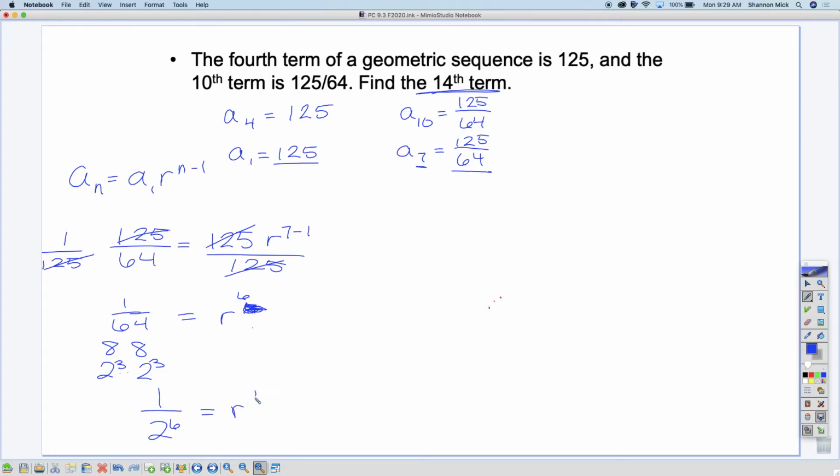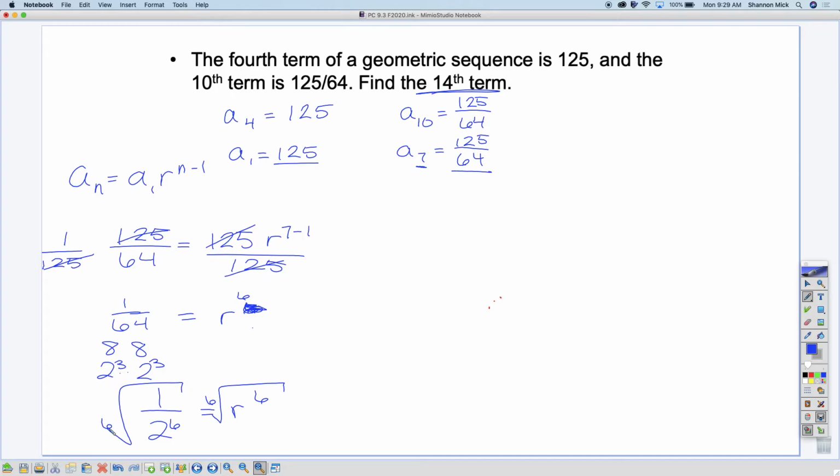Yeah, we were ahead of the game. Yeah, I figured you were. So now I take the what root of both sides? 6th root. How do I know I take the 6th root? Because the r is to the 6th. If the r was to the 8th, what root would you take?